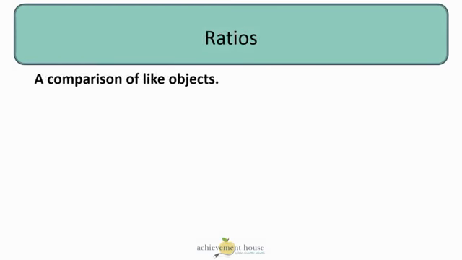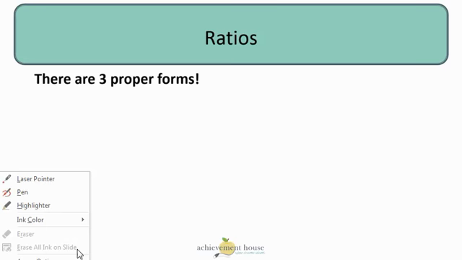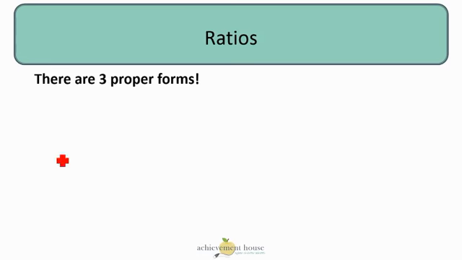So starting off, we can define a ratio as a comparison of like objects. For example, a common ratio might be 1 over 2. It's written as a fraction, saying 1 to 2 is the ratio. Also written 1 colon 2. And also just written verbally 1 to 2.